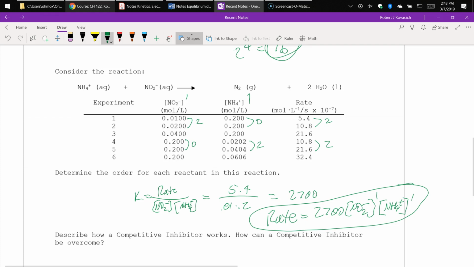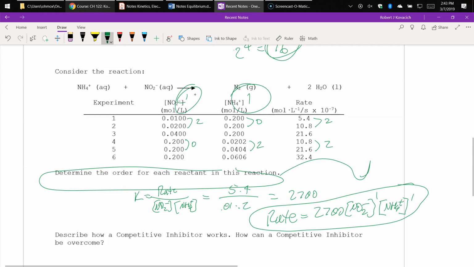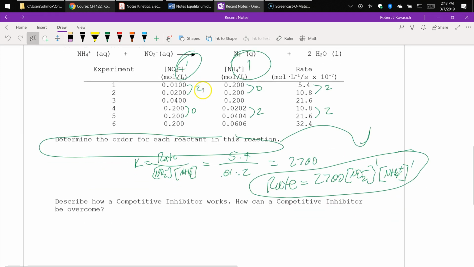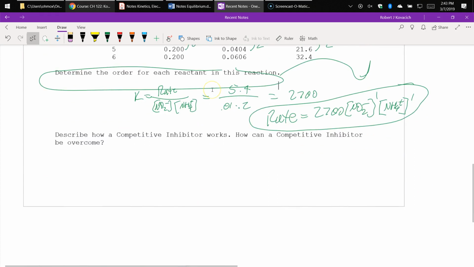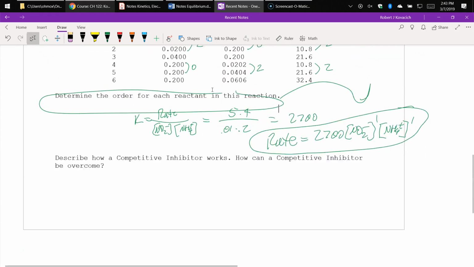Oh, actually, I guess I didn't need to answer this. This question right here was only asking me about those two things. It didn't actually ask me about the 2700 and the overall rate law. So what do you want to do with this last one?